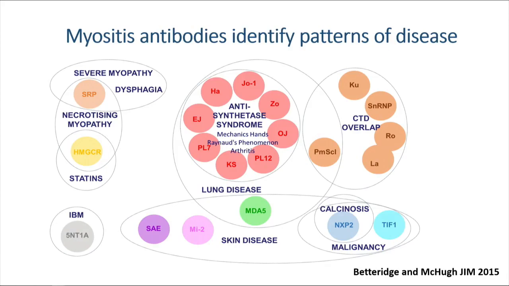Then there's obviously the dermatological spectrum of dermatomyositis, where other autoantibodies, SAE is one that we discovered ourselves, MI2, associated with skin disease. And then I'm going to also come on to this issue of malignancy and dermatomyositis, because it's been a major advance that there is an antibody, anti-TIF1, that carries an increased risk of cancer in patients with dermatomyositis, and I'm going to come back to that. Whereas on the other hand, you've got immune-mediated necrotizing myopathy associated with either anti-SRP or anti-HMGCR with statin use.